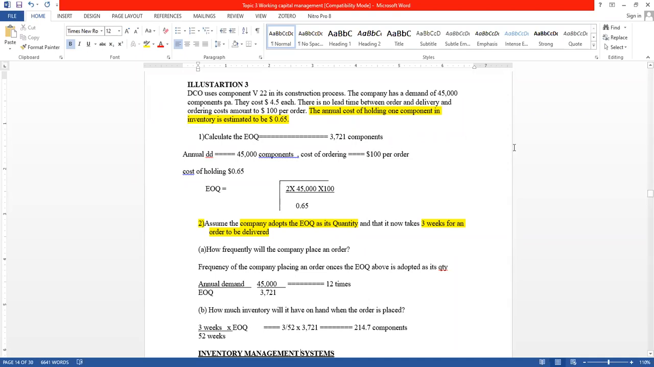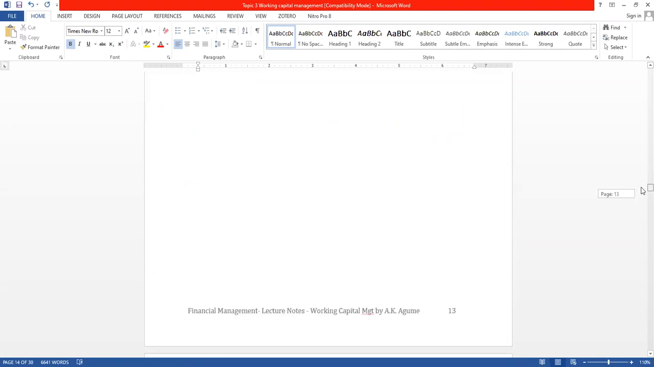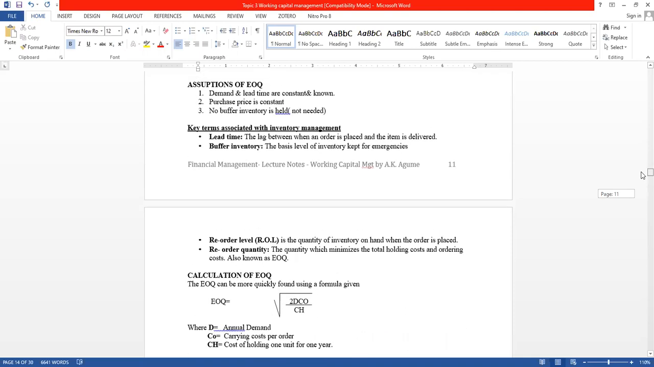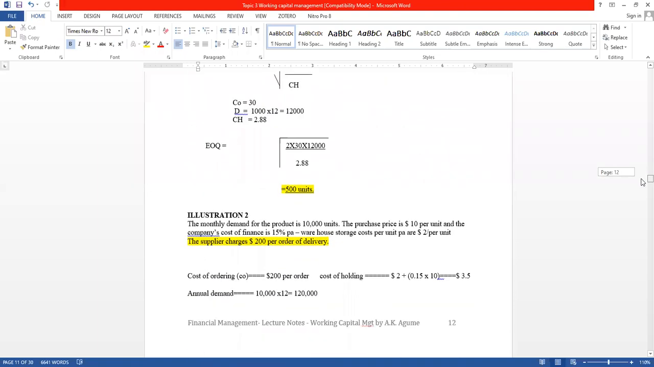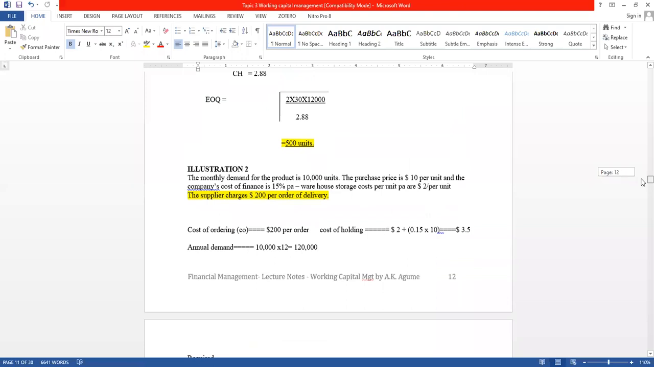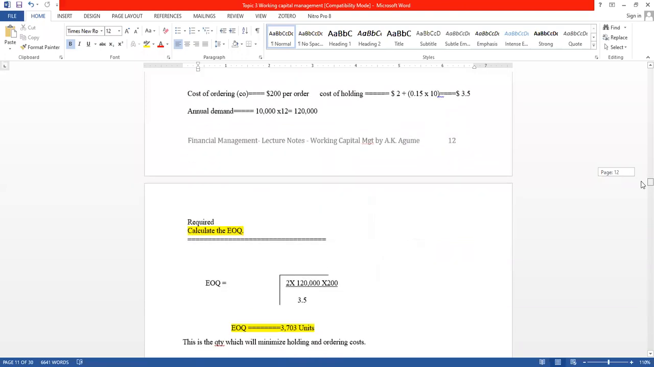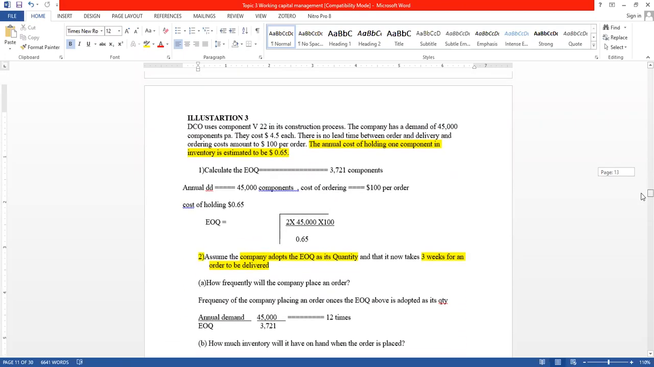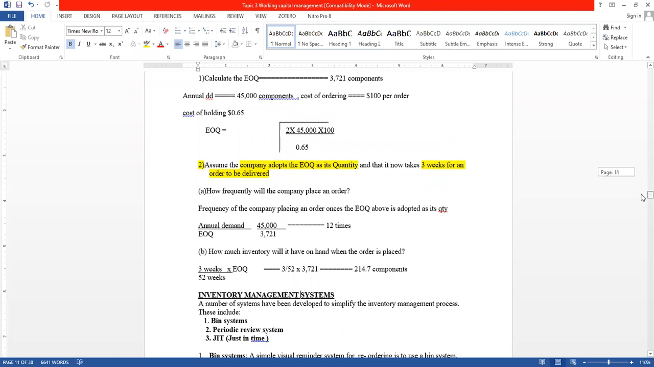No, there is no way lead time will work. If we look at the assumptions of this model, the first one, we said that the purchase price is constant, demand and lead time are constant and known. So it wouldn't come in within our determination of our economic order quantity. Is that one okay?